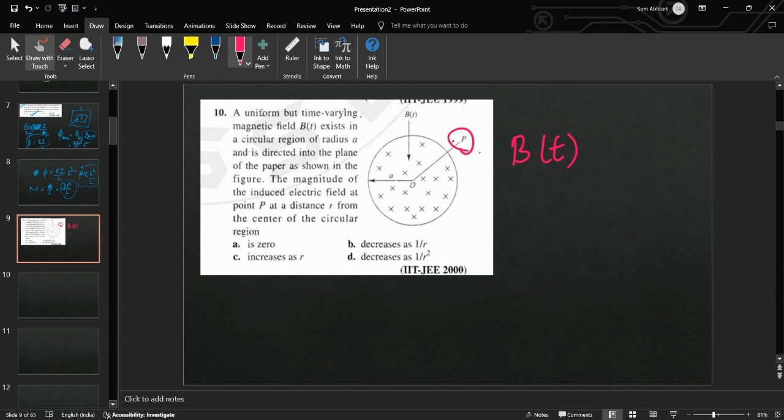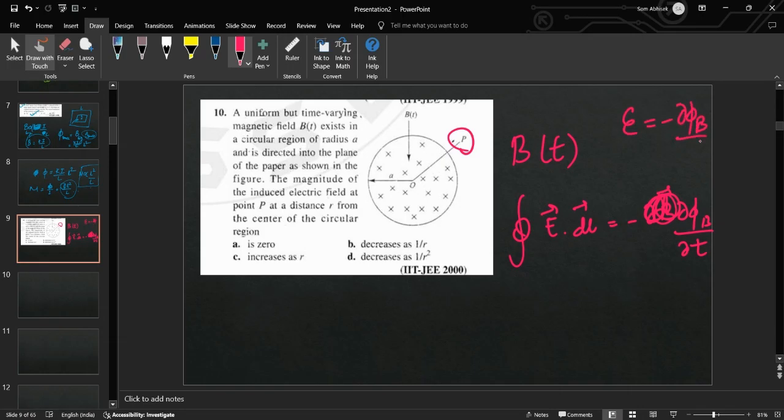Okay, first of all, this is again a time varying magnetic field. If you remember, there is the Maxwell equation used for a time varying magnetic field: the integral of E dot dl is equal to minus dφ/dt. This is your EMF, right?